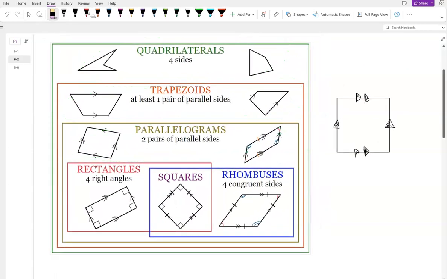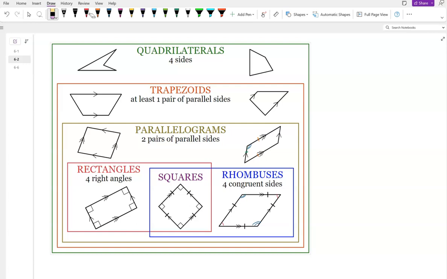But that's the big thing. When you're choosing the naming, you're not picking it on what it looks like or what you think it is. You're only picking it based on what you can prove, based on whatever info they gave you. So if they give you a picture and it looks like a rectangle, but all it tells you in the description is there's one pair of parallel sides, well, guess what? That means it's a trapezoid.